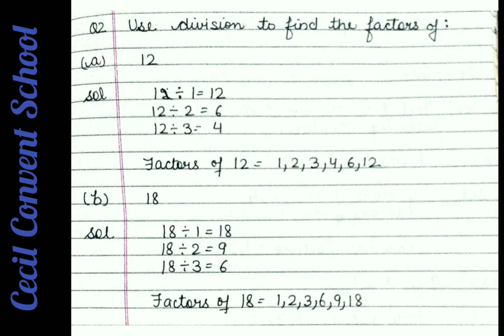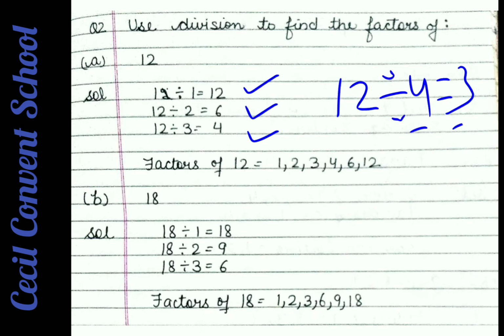12 divided by 1, you get 12. Now you divide 12 by 2. You divide it, answer comes 6. So you write 6. Now you divide 12 by 3, answer comes 4. So you write 4. Now 12 divided by 4, answer comes 3. So students, again 4 and 3 are repeating, means same numbers are repeating. So you will stop. Now this time you will write all these numbers in ascending order as factors.